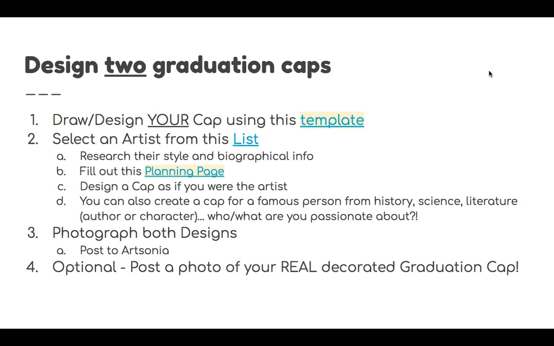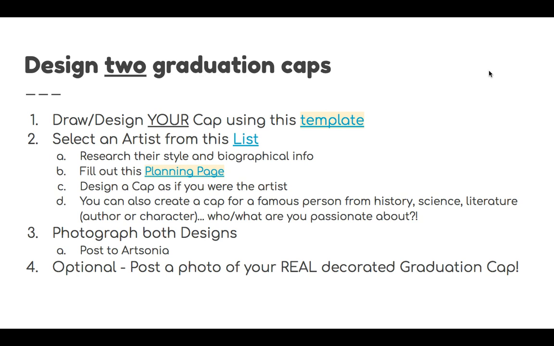And then what you're going to do is select an artist to research their style, their biographical info, and then you would decorate a cap as if you were that artist. So let's say you're Van Gogh. What would you put on your graduation cap? Maybe you're the class of 1870 and you want to include the Starry Night or whatever.